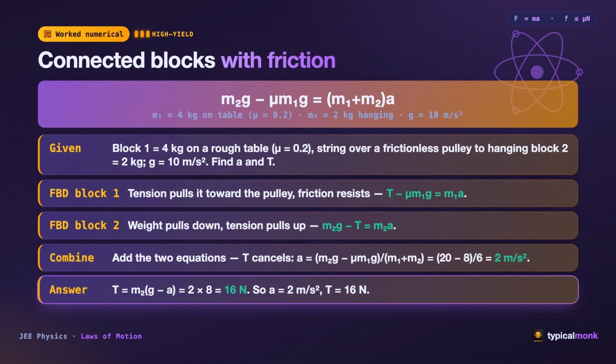Step 5. The answer. Tension comes from either equation. T equals M2 times G minus A, that is 2 times 10 minus 2, which is 16 newtons. So the system accelerates at 2 meters per second squared with a tension of 16 newtons.